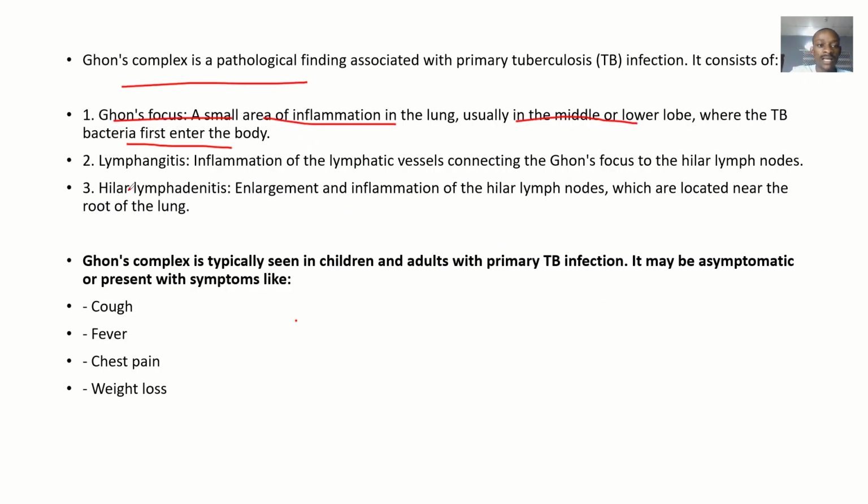Then lymphangitis. This one is inflammation of lymphatic vessels connecting the Ghon's focus to the hilar lymph nodes. Then, if it is connected to the hilar lymph nodes, it will cause inflammation of the hilar lymph nodes. That's hilar lymphadenitis, which is enlargement and inflammation of the hilar lymph nodes, located near the root of the lungs. So Ghon's complex is typically seen in children and adults with primary tuberculosis infection.